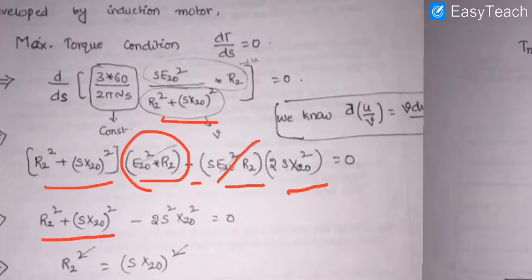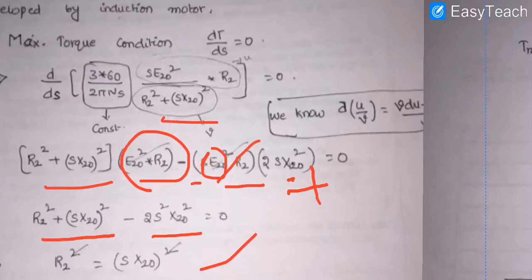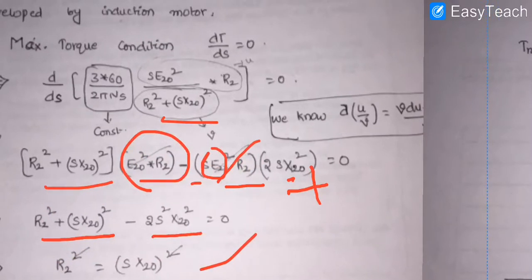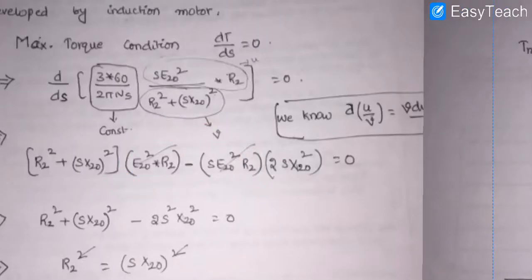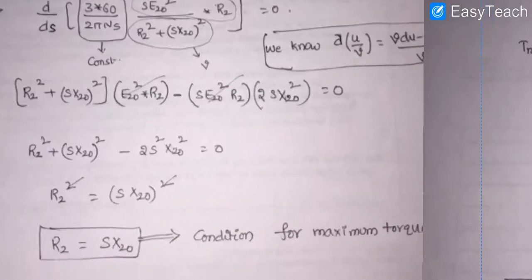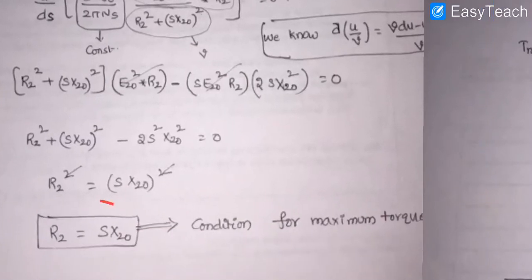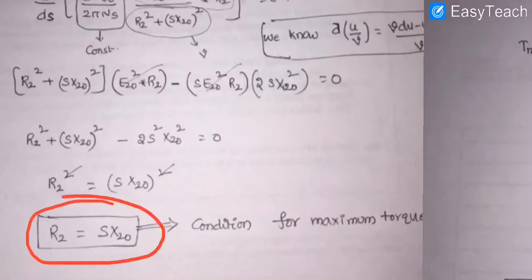Here we have 2 into s square into X20 whole square. Now here we have the sX20 whole square minus 2s square X20 whole square, so that will be one term. So you will get like this, and finally the condition for torque equation is this. So that is R2 is equal to S into X20.